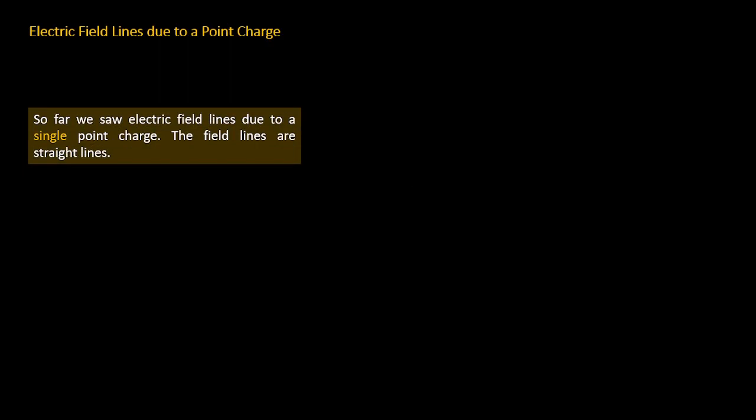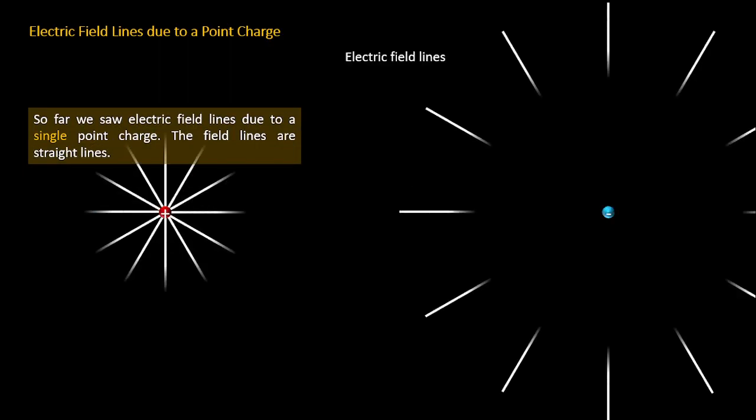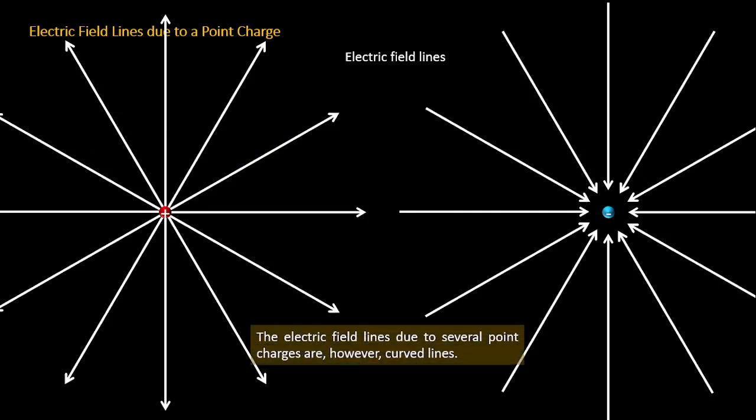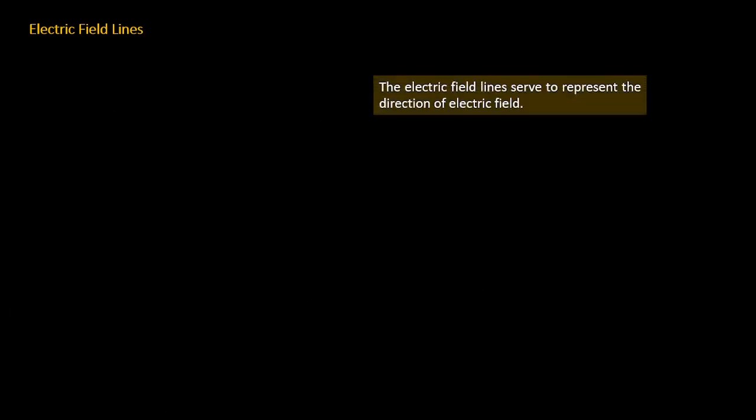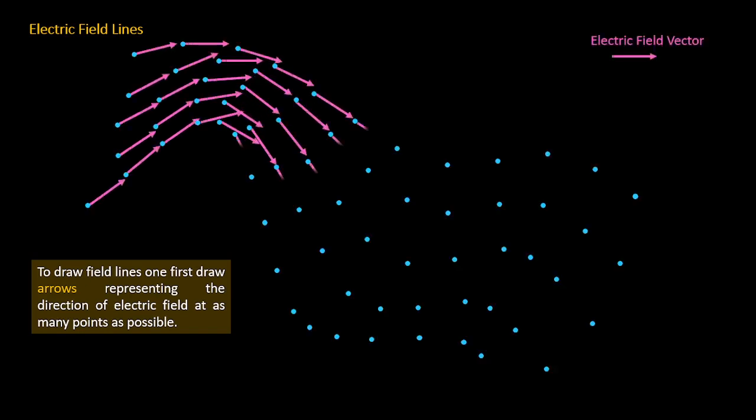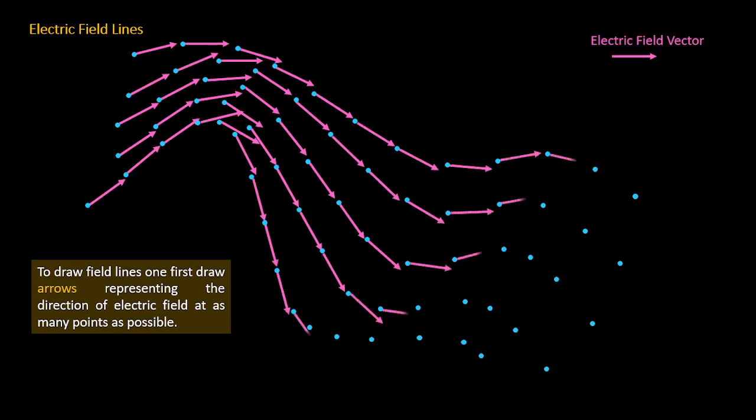So far, we saw electric field lines due to a single point charge. The field lines are straight lines. The electric field lines due to several point charges are, however, curved lines. The electric field lines serve to represent the direction of electric field. To draw field lines, one first draws arrows representing the direction of electric field at as many points as possible.